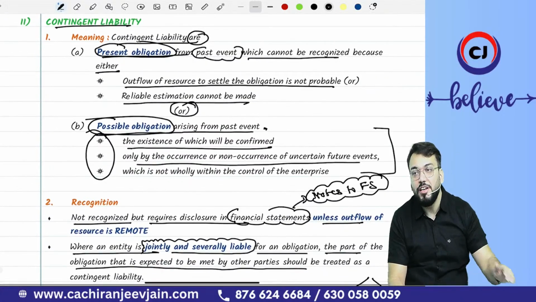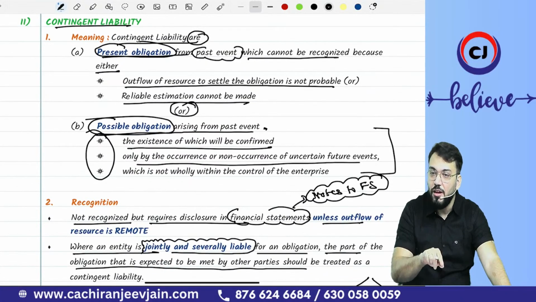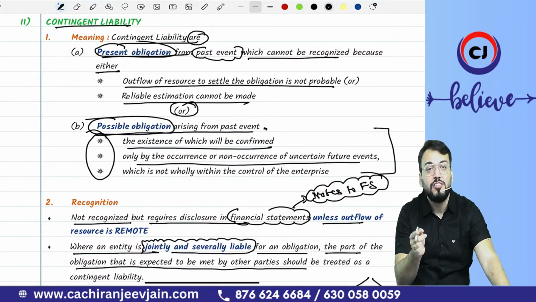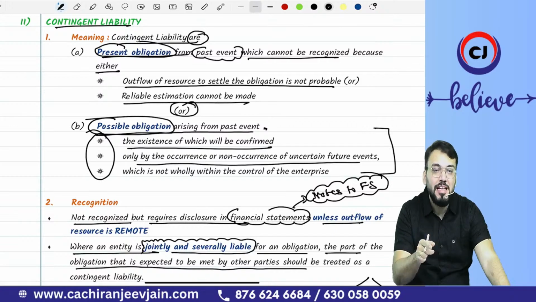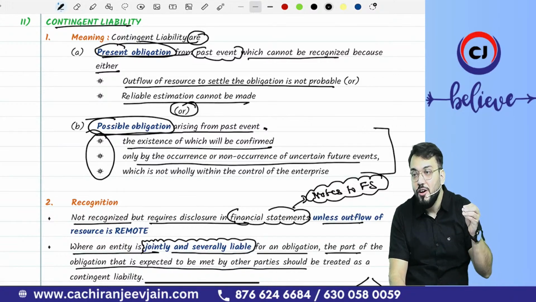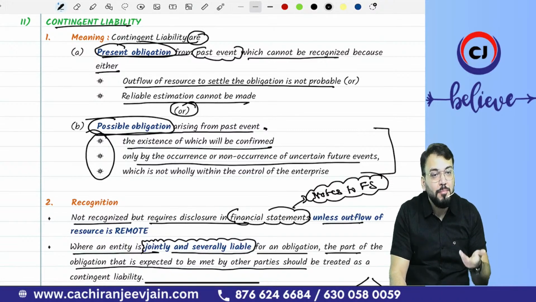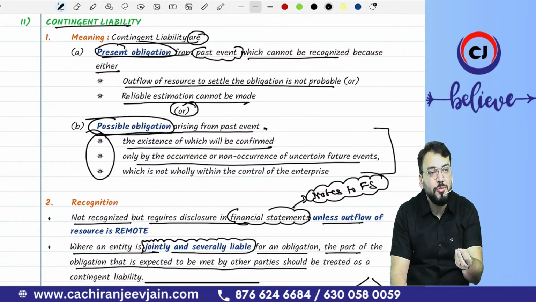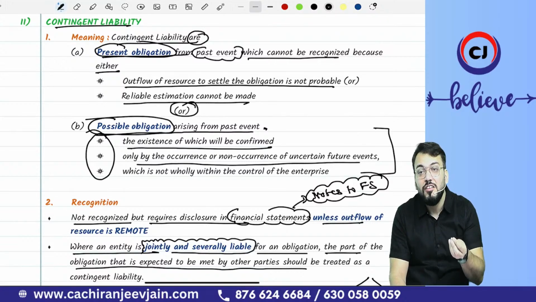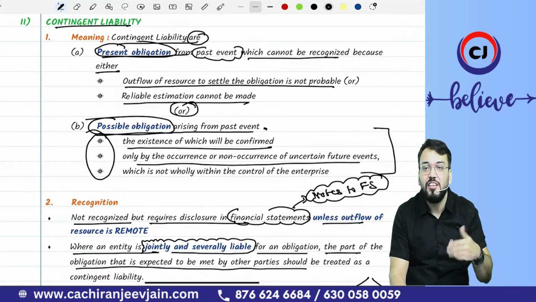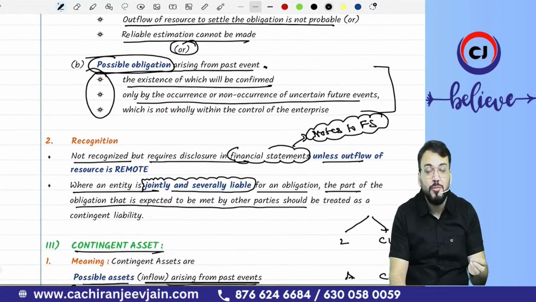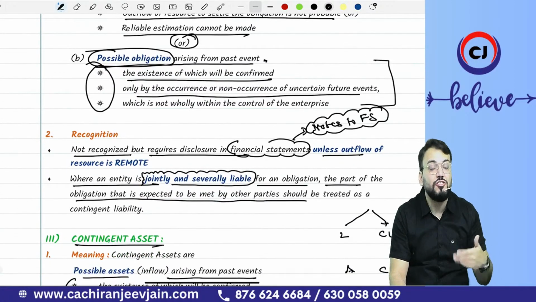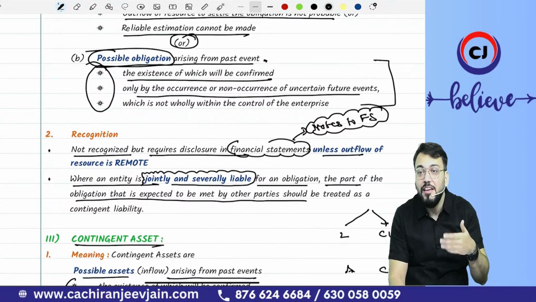Then we started the meaning of contingent liability. Contingent liabilities are present obligation arising from past event which was not recognized as provision. Why? Because either outflow of resource is not probable, or reliable estimation cannot be made, or it is a possible obligation arising from past event. What do you mean by possible obligation? Possible obligation means obligations are not probable, means chances are less than 50%. Correct? Yes, sir.